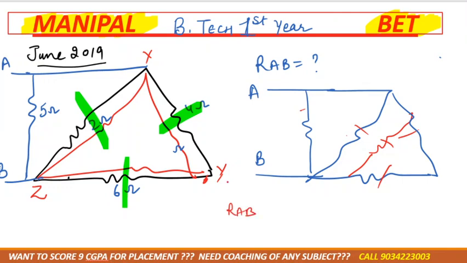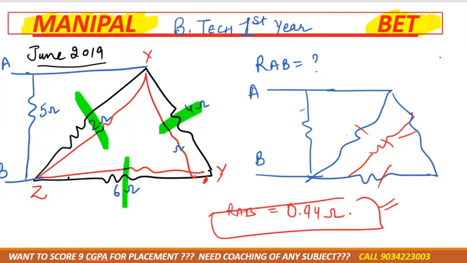Yes or no? Is it easy or difficult? It's easy now, but you just need to know the concept, right? And I'll tell you the value also. The final RAB value you will get is 0.94 ohm. You can cross check your answer. Okay.